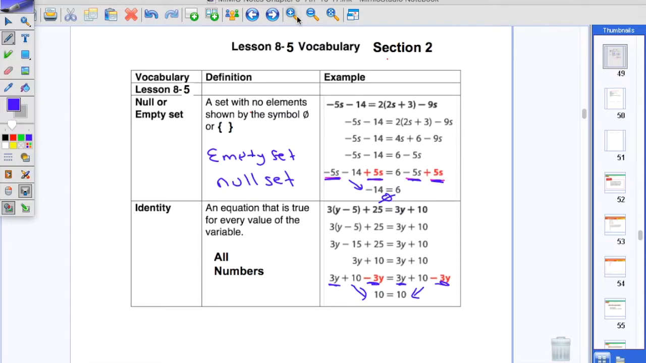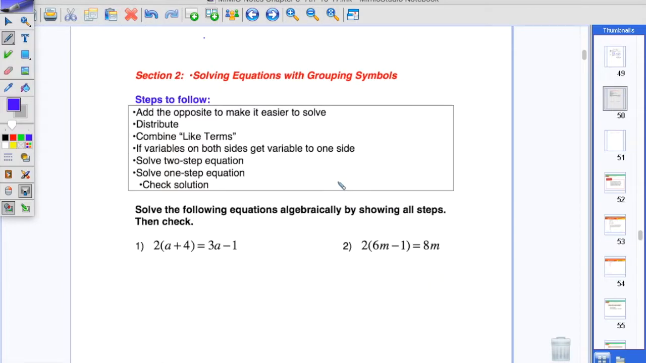So here's your notes for Section 2 on solving equations with grouping symbols. So fill in the box, pause as needed. These are the steps to follow. The first thing we're going to do is add the opposite to make it easier to solve. Distribute if we have any parentheses. Combine like terms if we have terms that can combine on either the left side or the right side. If you have variables on both sides, you want to get the variable to one side so it's in the form of a two-step equation. Then you're going to solve the two-step equation, then the one-step equation, and then check your solution. So solve the following equations algebraically by showing all steps, then check.